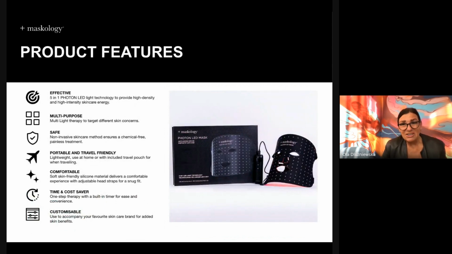So product features, we've just listed an easy to read guide for you there. Obviously it's very effective. This is a 5-in-1 light therapy device. Multi-purpose, it can be used as a standalone, it can be incorporated into a facial treatment, and it can be used for any skin concern. We mentioned before, it's very safe, it's non-invasive, and also it's very portable, it's super comfortable, it's a time and a cost saver because there's no downtime.